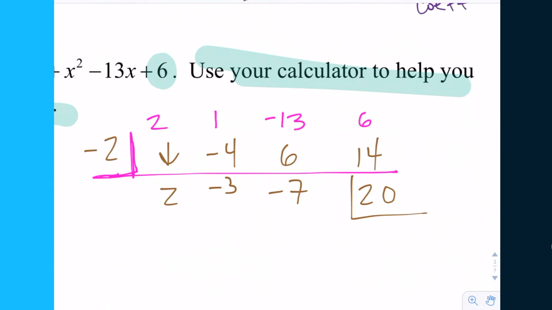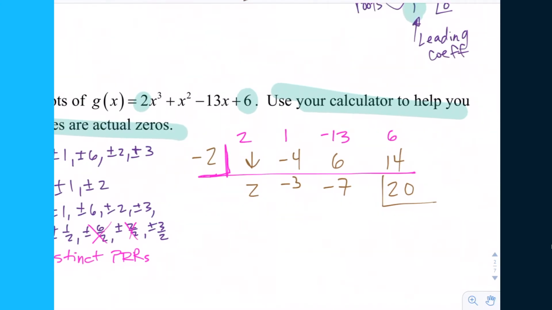Is 20 equal to 0? No. So very good. Thank you, Miss Looney. That's exactly what I was hoping for. That means that negative 2 is not a root of this function, and x plus 2 is not a factor, right? Now, what do you think g of negative 2 is? 20, right? But notice we got it just by multiplying and adding.